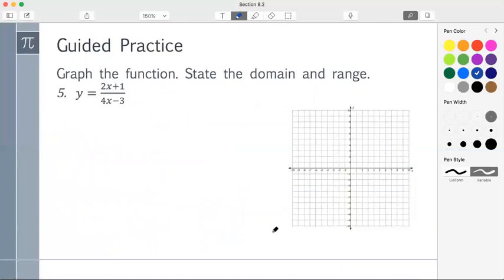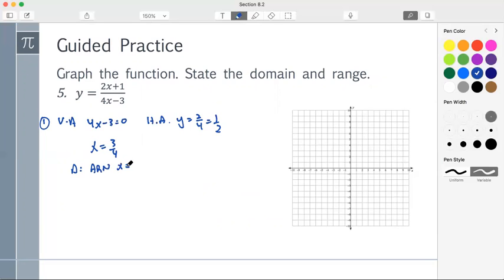Guided practice number 5. Okay. All right, so same thing here. So we have step 1, the vertical asymptote is going to happen when the denominator 4x minus 3 equals 0. So we have x equals 3/4. The horizontal asymptote occurs when the ratio of the coefficients, 2/4, which is 1/2. So your domain is all real numbers such that x cannot equal 3/4. And then your range is going to be all real numbers such that y cannot equal 1/2.